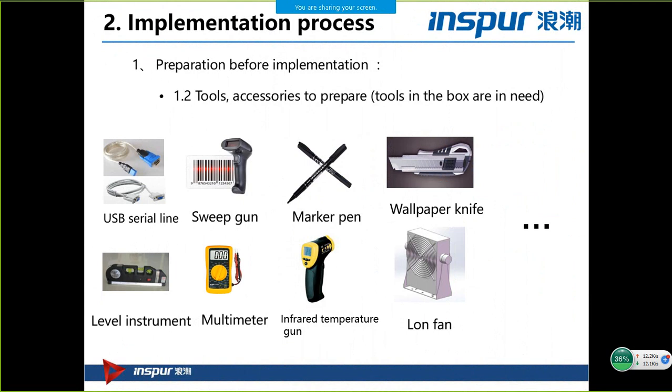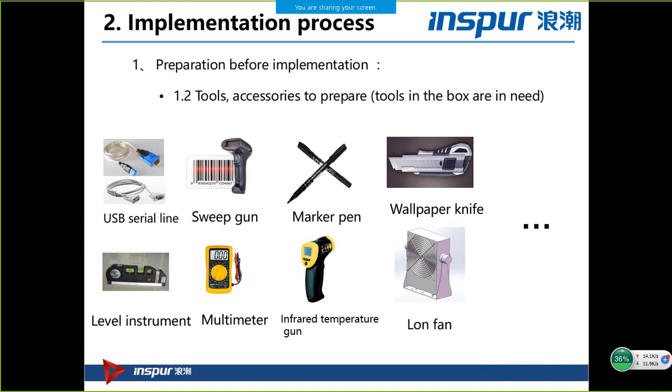And other tools, USB serial line and swipe gun. Okay, for the swipe gun, I recommend you take at least one, so that you can collect the information like serial number and the access tag into your laptop so that you can save your time. It's a necessary tool for you. And the mark pen is also necessary.